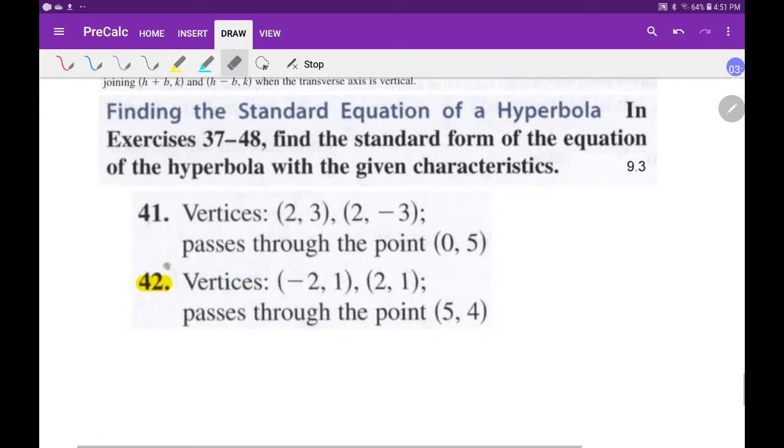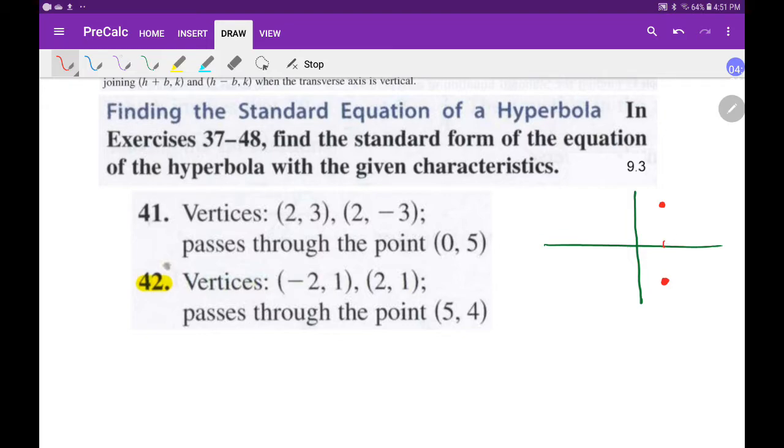Okay, so finding the standard equation of a hyperbola. In exercises, we say find the standard form of the equation of the hyperbola with the given characteristics. Okay, so it's really vital that we graph these points to see what we're dealing with. So let's see. 2, 3. 2, 3 is up here, so we'll call that 2, 3 right there. And my other vertex is at 2, minus 3. And so I'm about down here. Okay, we're going to call that 2, minus 3. I guess so. Maybe a little bit further, if this is 2.